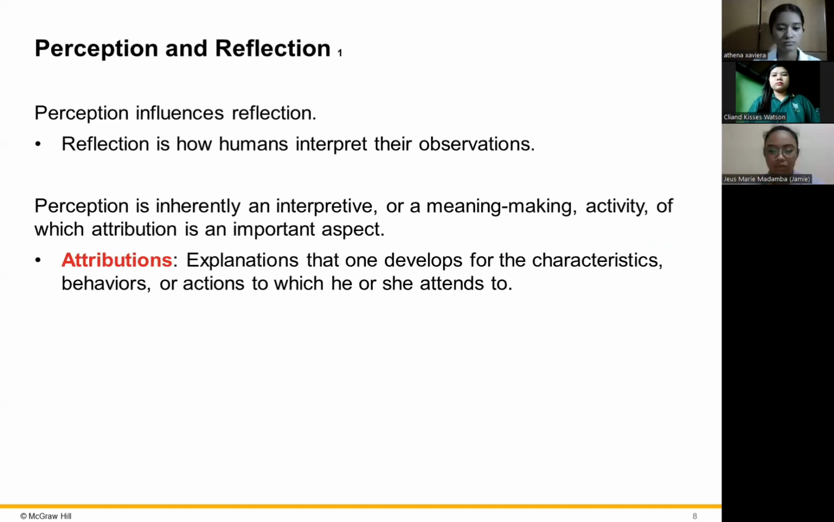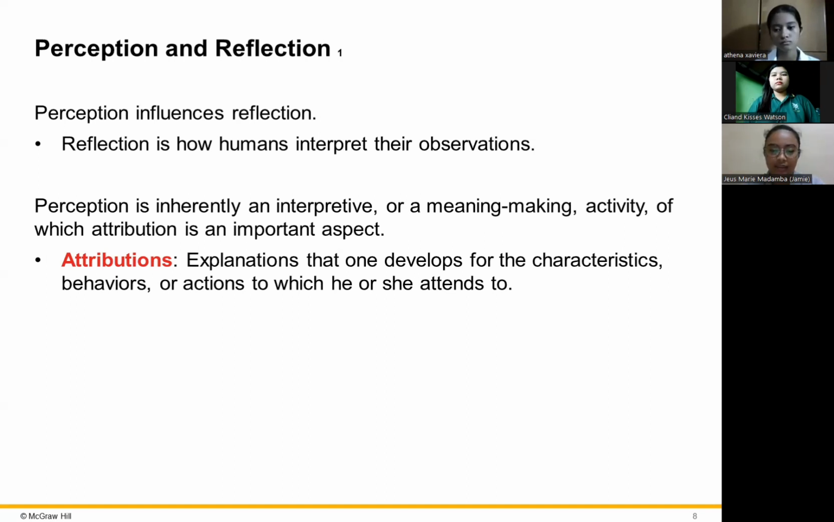So now we're going to tackle perception and reflection. It states here that perception influences reflection. So what is the definition of perception and reflection anyway? Reflection is how humans interpret their observations, while perception is inherently an interpretive or meaning-making activity.